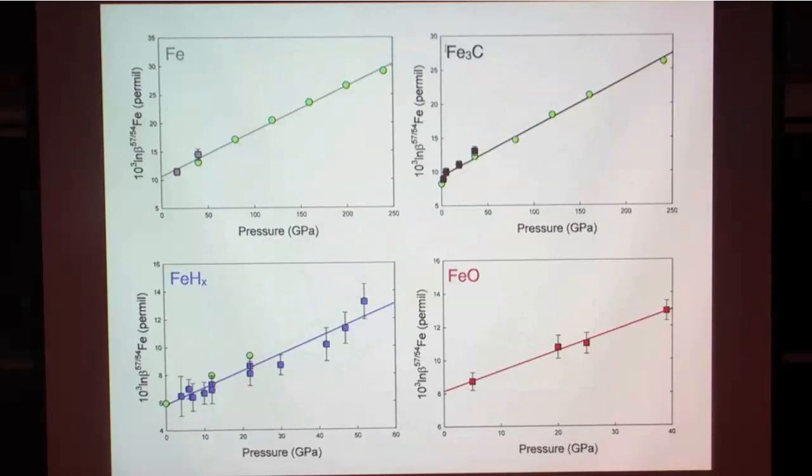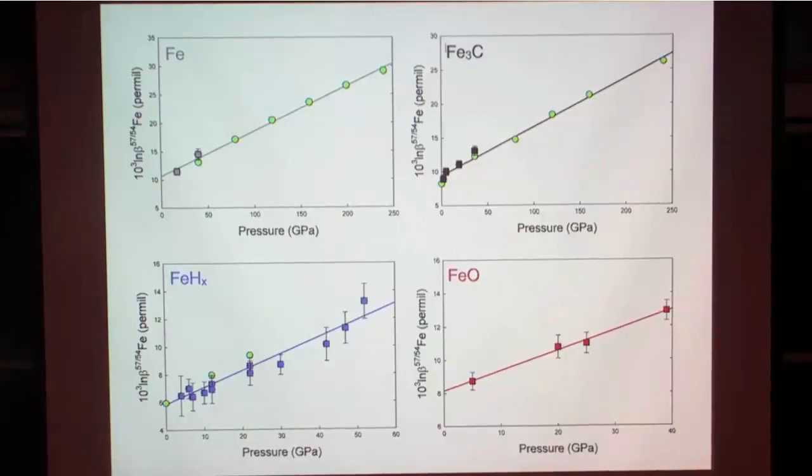And what we've done is we've done the same sort of thing, but looking at the effect of pressure. Okay, so I've always been somewhat obsessed with this idea that pressure does not have an effect on isotopes. And so we wanted to prove it to ourselves. And so what we did is we did the nuclear resonant inelastic X-ray scattering experiments, looking at iron, iron carbide, iron oxide, and iron hydride as a function of pressure.